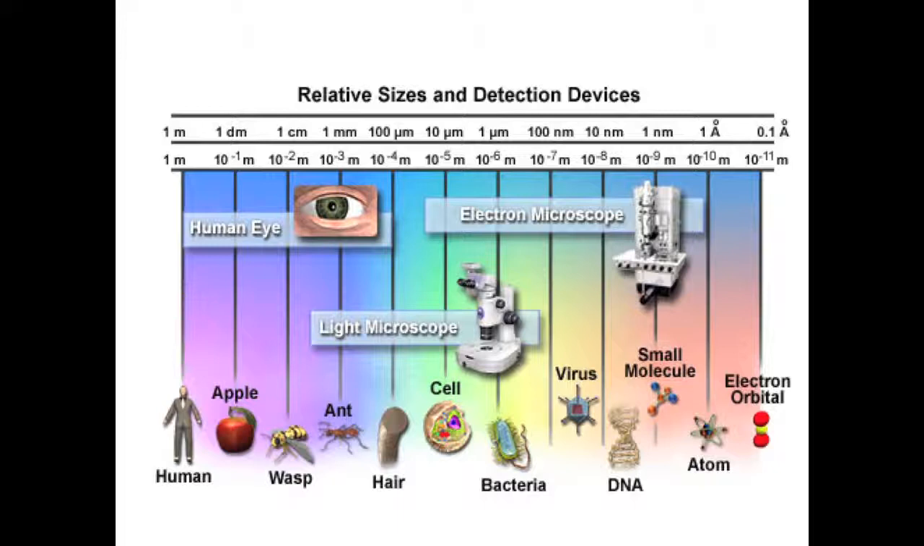Up here we have a scale that's relating to meters. 1 meter, a tenth of a meter, 100th of a meter, 1,000th. And so the exponent is just the number of zeros after the decimal point. So we can see these things, from the human down to even the hair, if you have it. We can see these things with our naked eye. But if we want to see any more structure, the resolution is not great enough. And so we all know what happens.